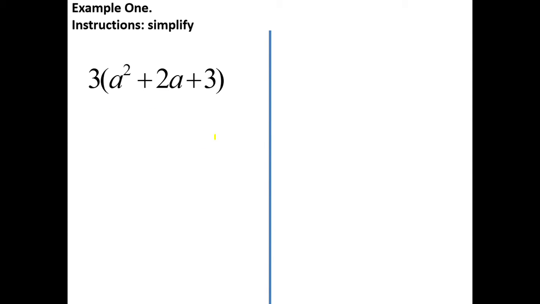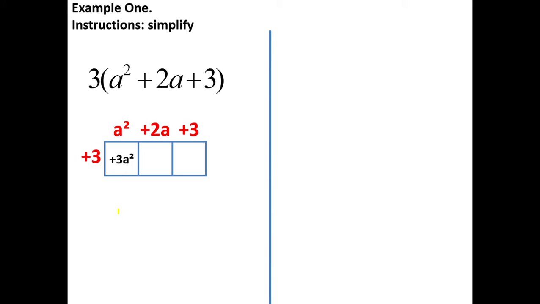We're going to need a distribution box. So a distribution box, we're going to take the 3, put it out front, and we need three boxes in our distribution box because there's three objects being added together inside of the parentheses. So each object goes on top of its own box. Okay, so 3 times a squared, multiply them together and you get 3a squared. In your second box, 3 times 2a, well, 3 times 2 is 6, so you get 6a. In the third box, positive times a positive gives you a positive. 3 times 3 is 9.